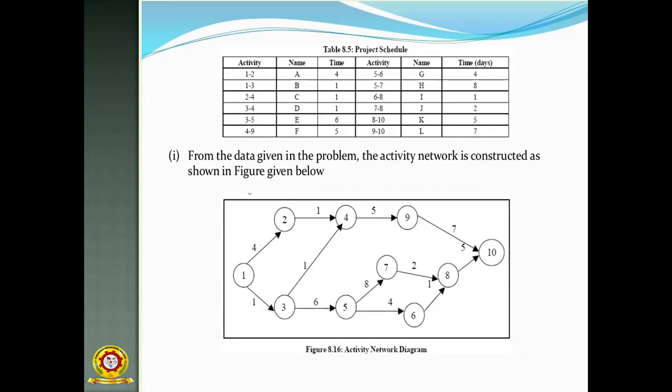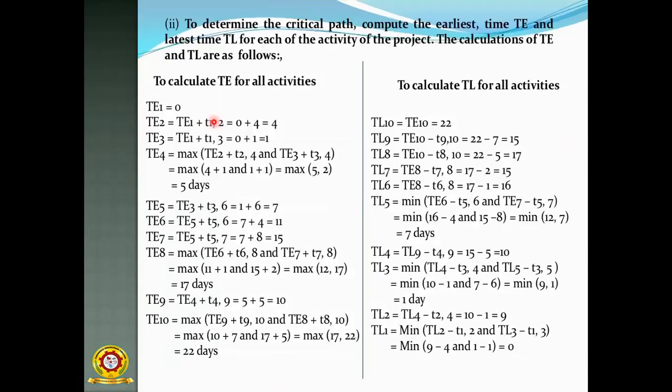So then after that we have to find out the TE, TL values. Then there is a computation. For that there is a formula and they are giving a clear explanation for this. You just have to read this very carefully, then you will be able to understand how to find the TE and TL values for each and every activity.